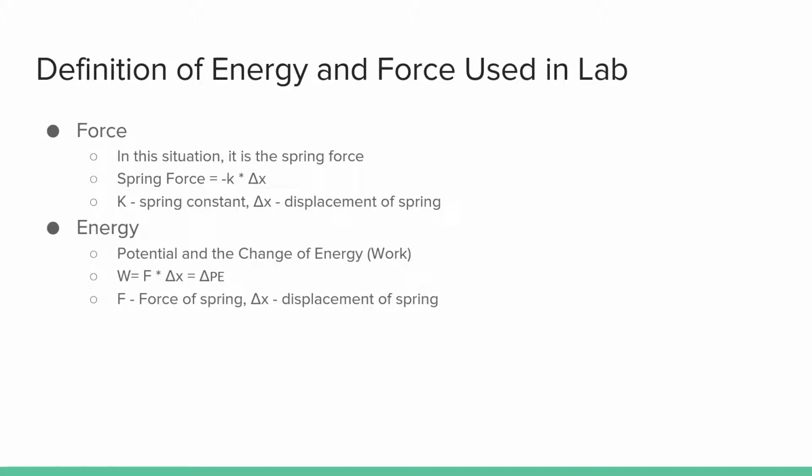First of all, let's define the energy and force that we looked at in the lab. The force that we looked at is the spring force. The spring force can be defined as negative k times delta x. k is a spring constant, which is different for every spring, and delta x is the displacement of the spring from a resting position to a compressed or stretched position.